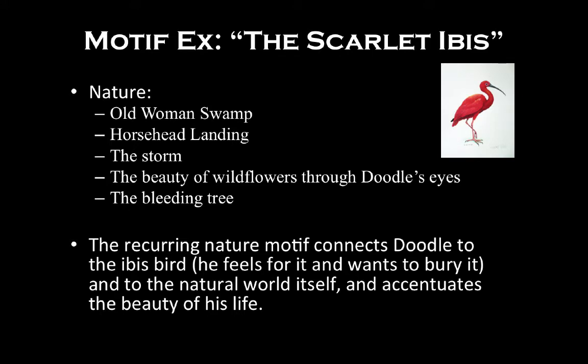Okay, another example, think back again to The Scarlet Ibis. We can see a couple different motifs in this story. One of them is the color red, which is repeated over and over again and therefore leads to blood and death. But we also have nature. So we see Old Woman's Swamp, Horsehead Landing, the storm, the beauty of the wildflowers through Doodle's eyes, the bleeding tree, the scarlet ibis bird itself.